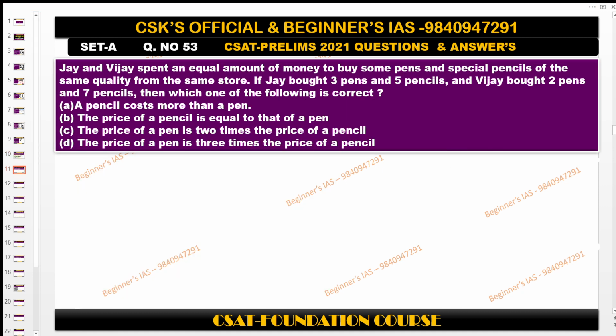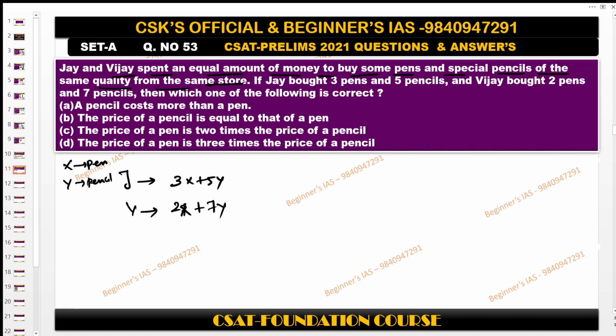So this is a straightforward 9th standard question. Jay and Vijay spent an equal amount of money to buy some pens and pencils of the same quality from the same store. Listen carefully. Let us take x as a pen, y as a pencil. Jay bought 3 pens plus 5 pencils, 3x plus 5y. Vijay bought 2 pens, therefore 2x, and 7 pencils, 7y.